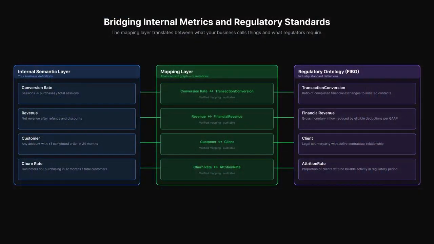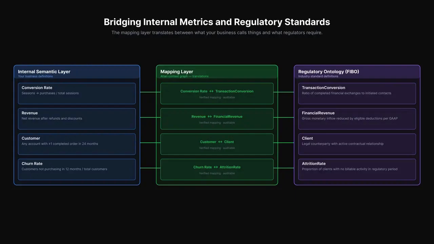A financial services firm reports to multiple regulators, the Fed, the OCC, the CFPB, each requiring slightly different definitions of concepts like exposure, counterparty, and default. Internally, the analytics team has built a Looker semantic layer for risk dashboards. But regulators don't just want metrics. They want definitions traceable to regulatory ontologies like FIBO, the Financial Industry Business Ontology.